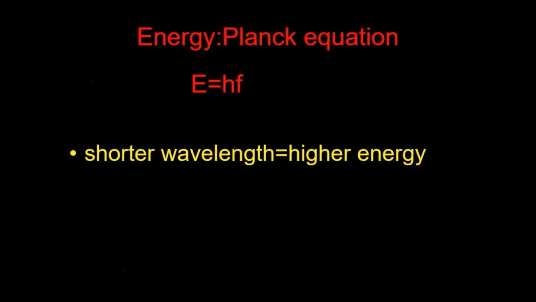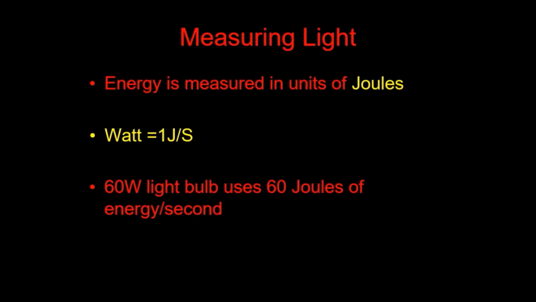This simple relation means that the energy is proportional to the frequency. That means the shorter the wavelength, the higher the energy. The greater the frequency, the shorter the wavelength. Because our energy is measured in joules, if we take something like a light bulb, which essentially is about 60 watts, you could say a 60 watt light bulb will use 60 joules of energy every second.